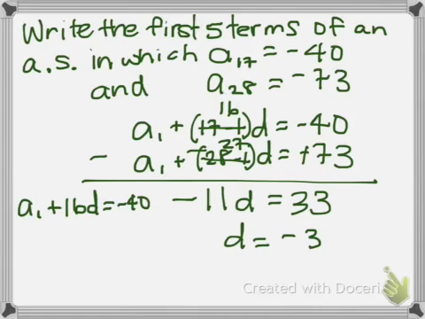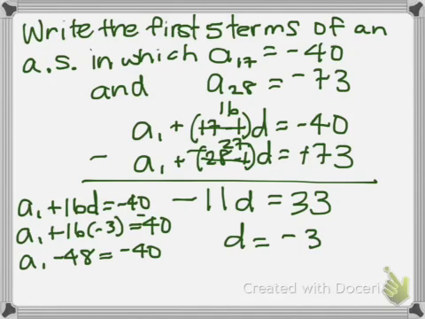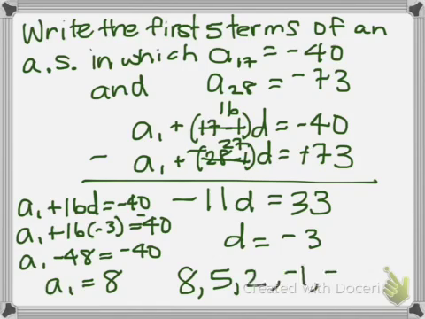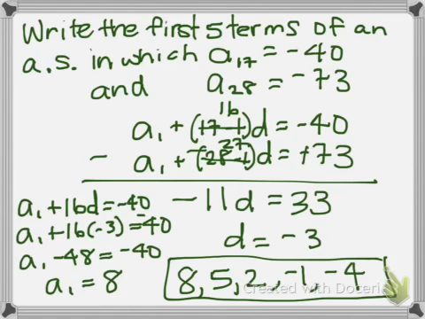So going back to that original equation that we have, a sub 1 plus 16d equals negative 40, we'll plug d in. So a sub 1 plus 16 times negative 3 is negative 40. A sub 1 minus 48 equals negative 40, so a sub 1 equals 8. Now we have enough information to write the first 5 terms. First term is 8, the next term is 5. The next term, subtract 3 is 2, subtract 3 is negative 1, subtract 3 is negative 4, and that's all we needed.